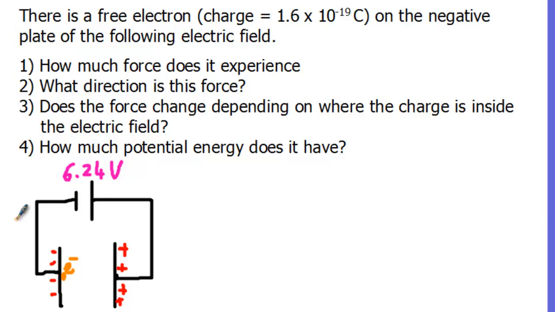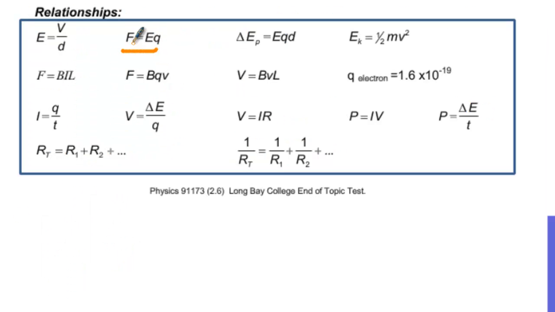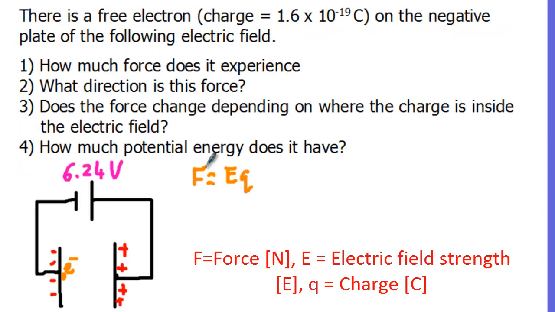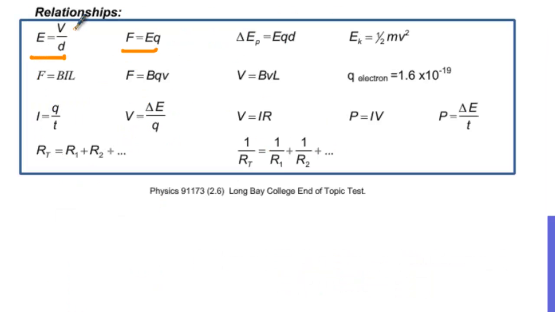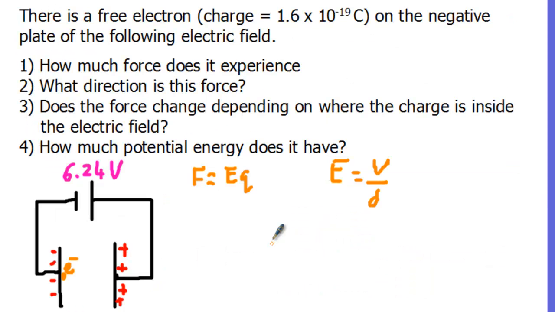Well, how do we know that? If we come over to our formula sheet, we can see that F equals EQ, where F is force, E is electric field strength, and Q is charge. Well, how do we work out electric field strength? Electric field strength is voltage divided by distance. So if we were crazy, we could actually replace this E with that E over there. So we could say that force, F measured in newtons, is equal to the voltage times the Q, which is the charge, divided by the distance.